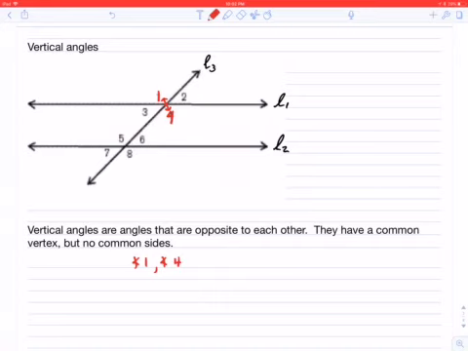Angle 2 and angle 3, they're opposite to each other. They share only a common vertex, but no common sides. On the bottom portion of our diagram, angle 6 and angle 7 are opposite to each other, sharing only a common vertex. And angle 5 and angle 8 are opposite to each other, sharing only that common vertex and no common sides.